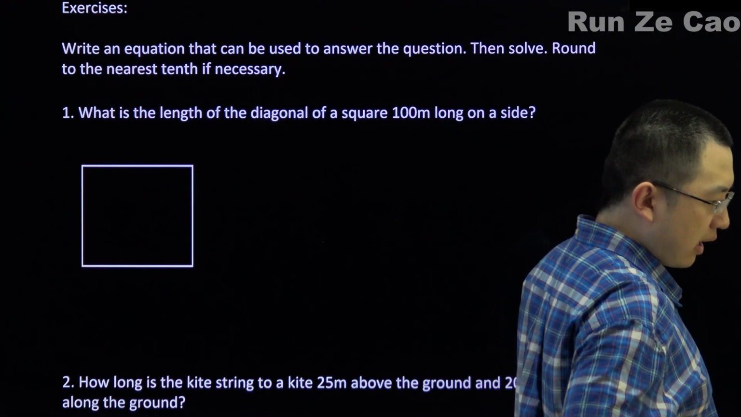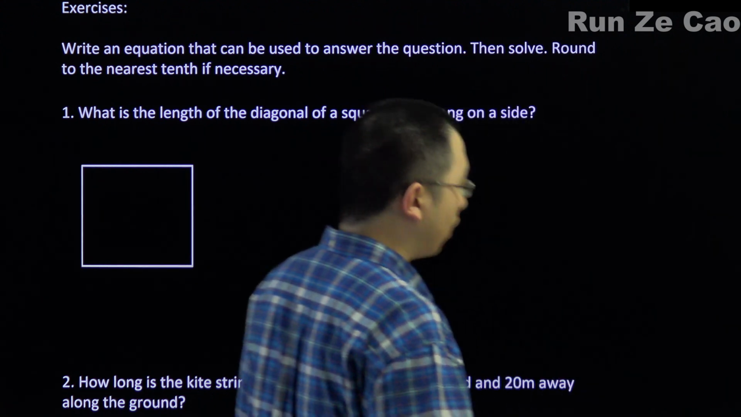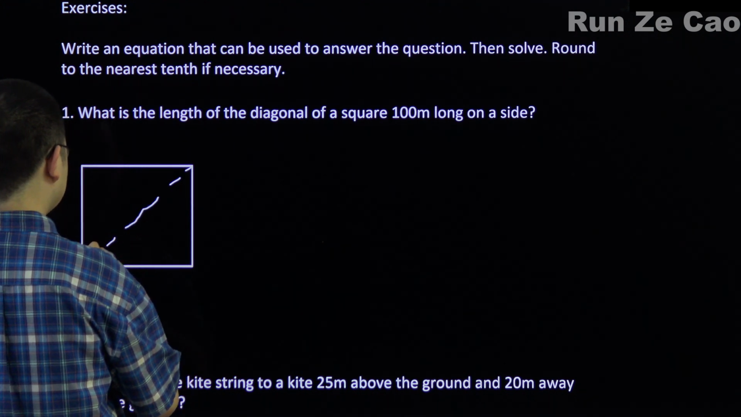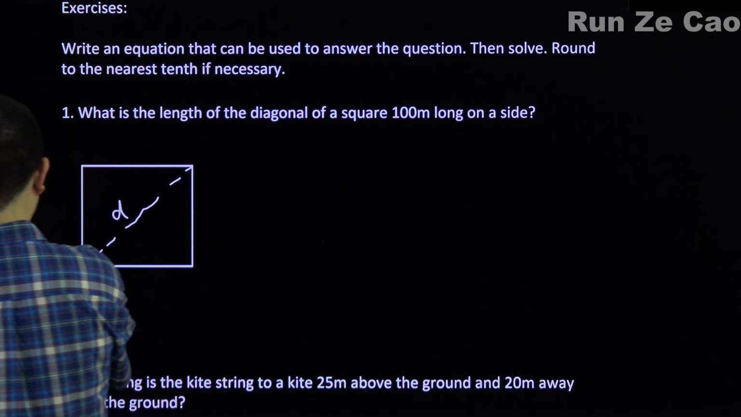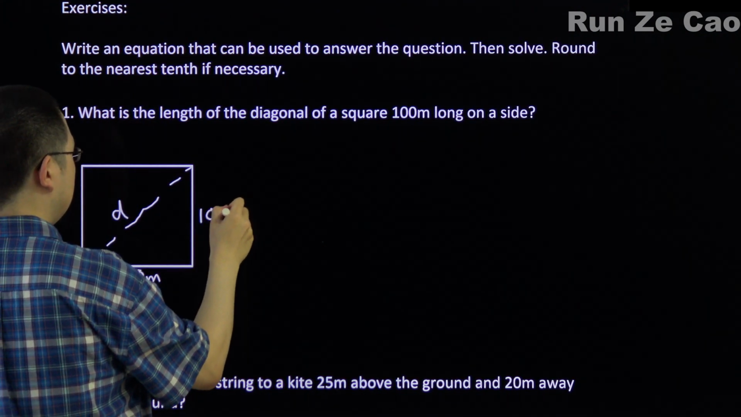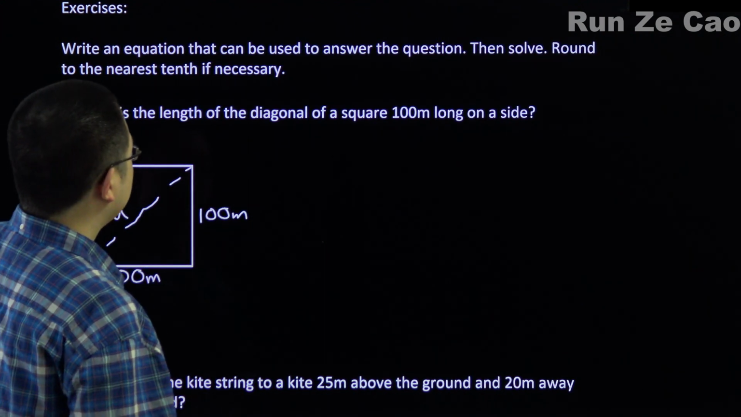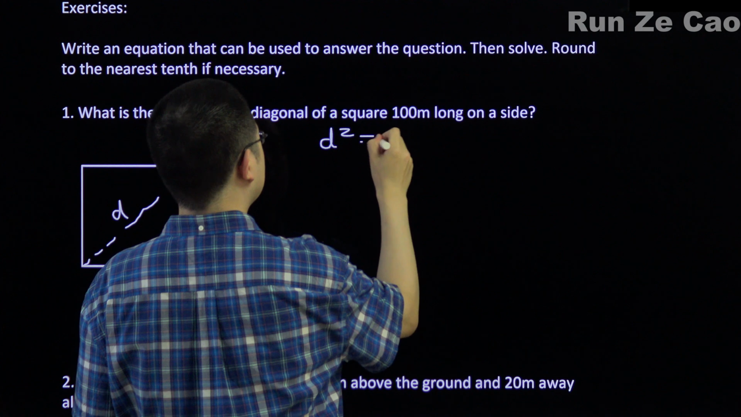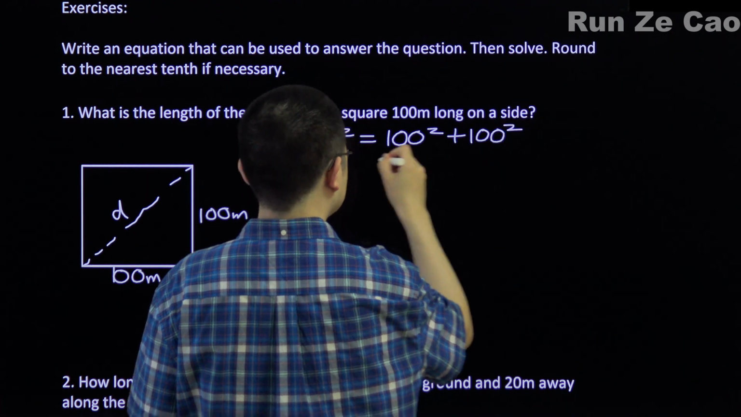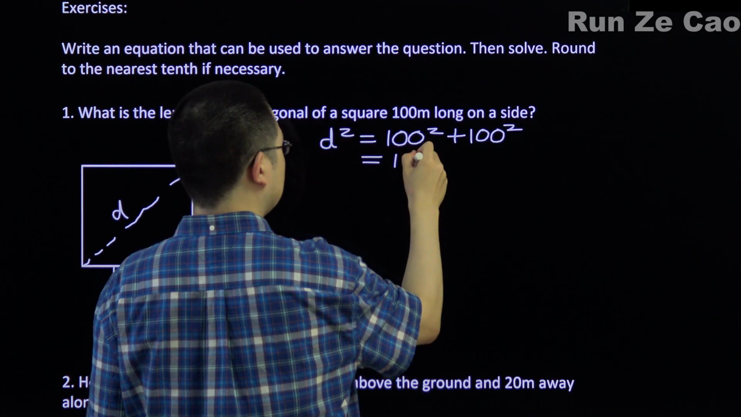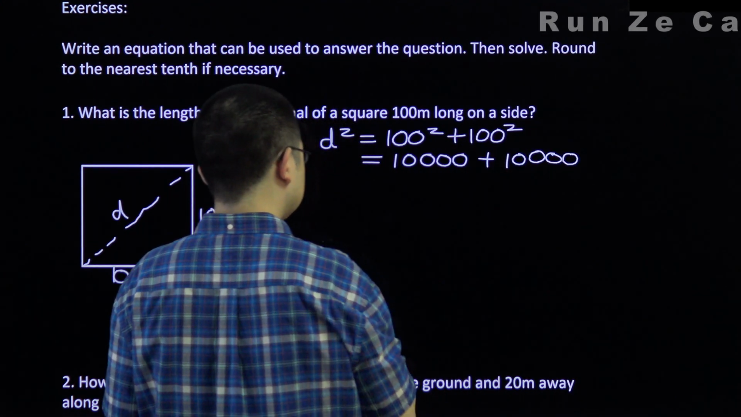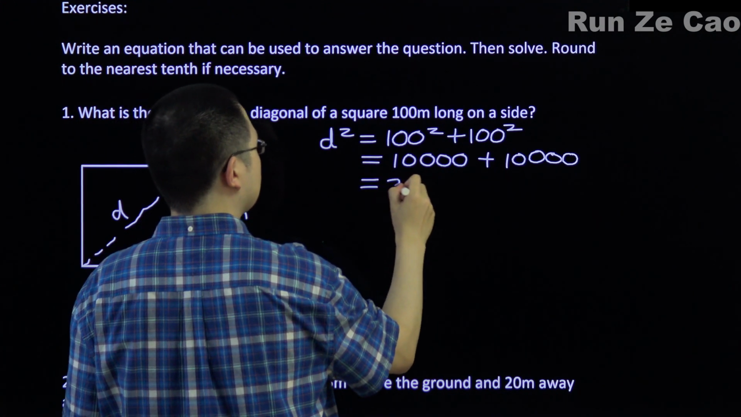Okay. Here it says, write an equation that can be used to answer the question, then solve. Round to the nearest tenth if necessary. Oh, okay. That means we have instructions to round if we need. What is the length of the diagonal of a square 100 meters long on a side? Well then, d squared is equal to 100 squared plus 100 squared. So that's 10,000 plus 10,000. So 20,000.